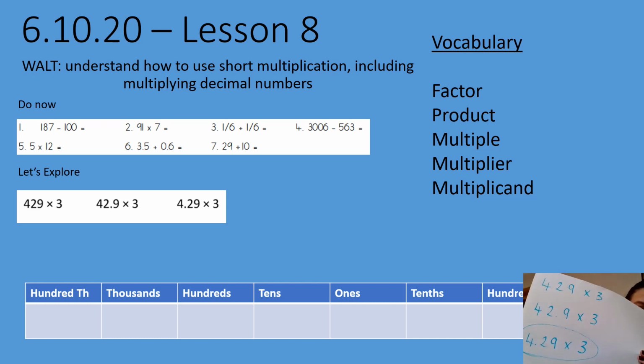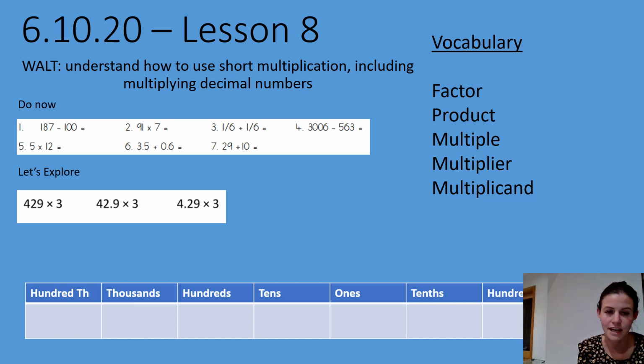4.29 multiplied by 3, and have a conversation with hopefully somebody that's in your house, or have a think by yourself. What's different about multiplying 4.29? How are you going to get that to a whole number? And hopefully you've recognised that actually this number is to 2 decimal places. So to get it to a whole number, you have to multiply it by 100 instead of 10. So remember what has to happen to your answer, your product. Instead of dividing it by 10 at the end, you're going to need to divide it by 100.